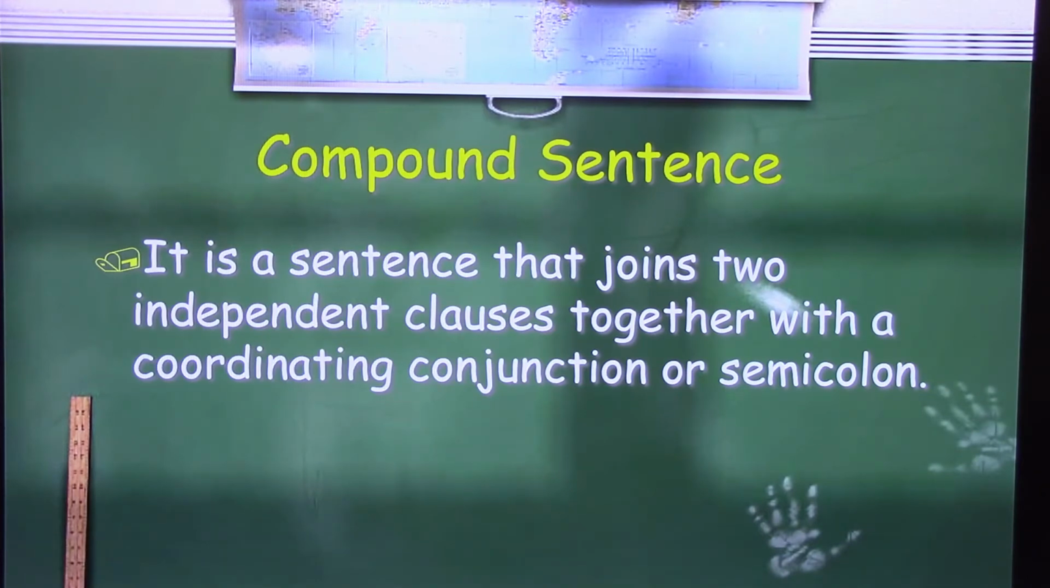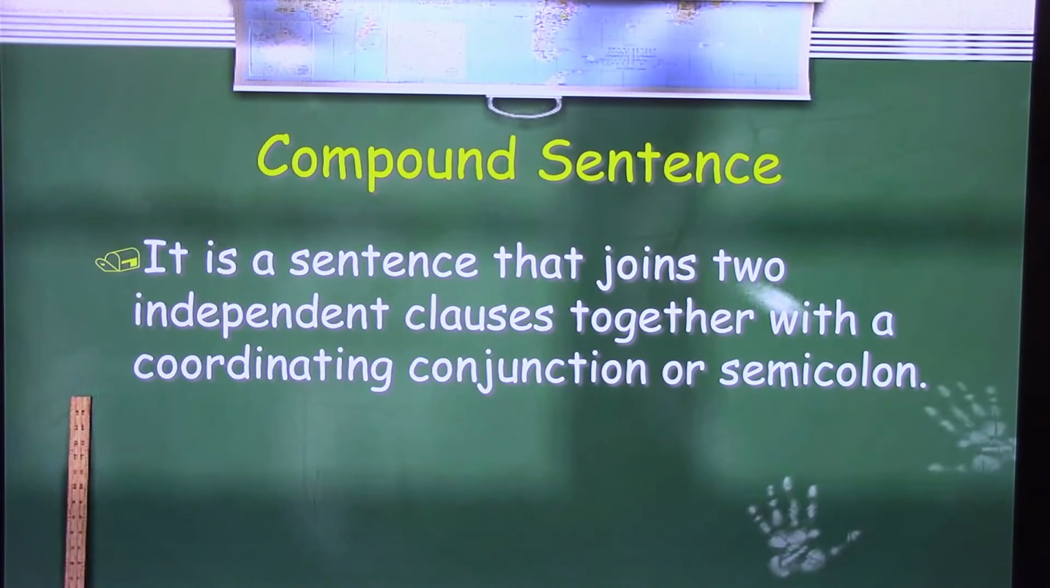A conjunction is a joining word. It's a word that we use to join other words. I'm going to give you examples as we go on. Now, a compound sentence is using a coordinating conjunction. A coordinating conjunction is used to join two independent clauses to formulate a compound sentence.